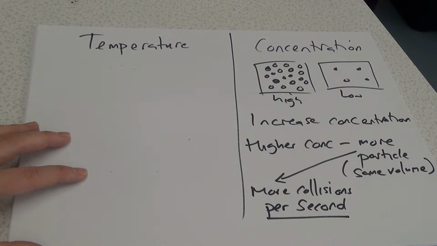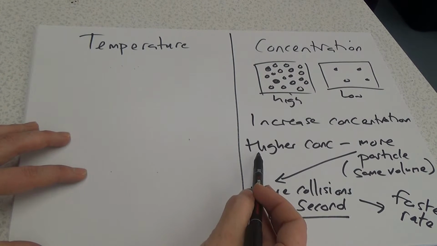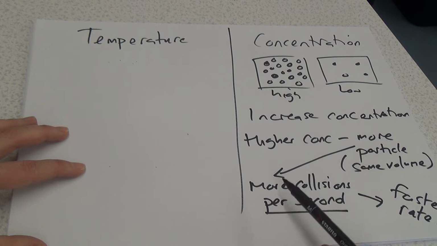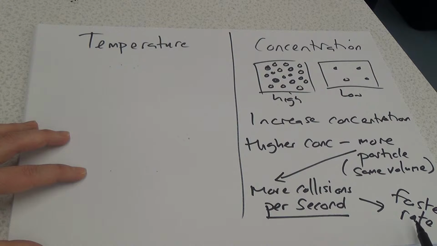This applies for every single thing that you explain when it comes to rates of reaction. More collisions per second will create a faster rate. So higher concentration contains more particles in the same volume. That will cause more collisions per second because they're more crowded, which will cause a faster rate.